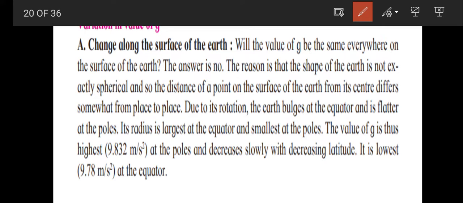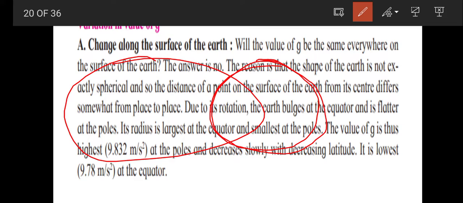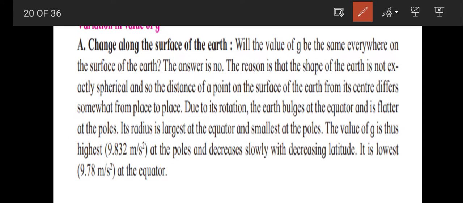They are saying that our earth is round, sorry, it is not completely round, it is elliptical. One side has a bulge. So that's why the value of g is not the same. Another reason is that due to its rotation the earth bulges at the equator and is flatter at the pole. Its radius is largest at the equator and smallest at the pole.